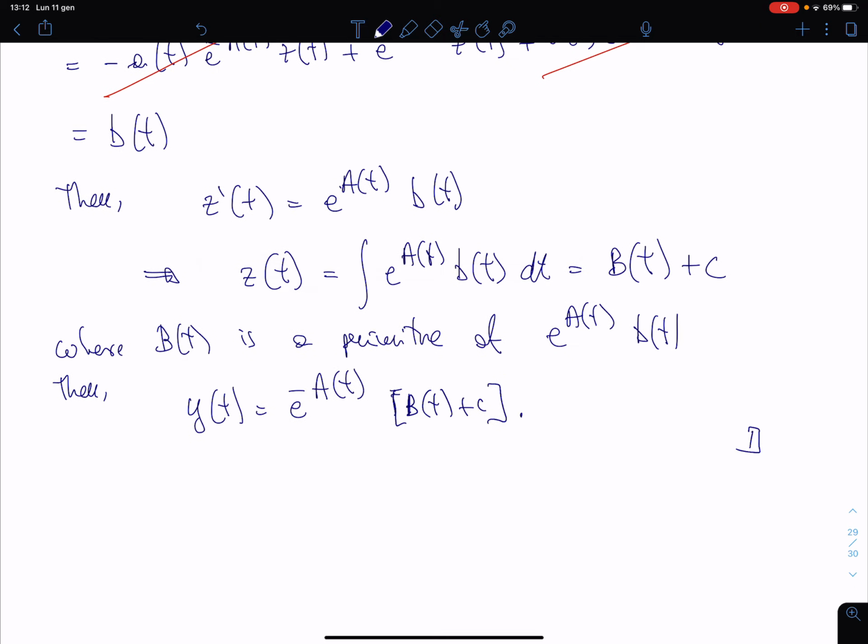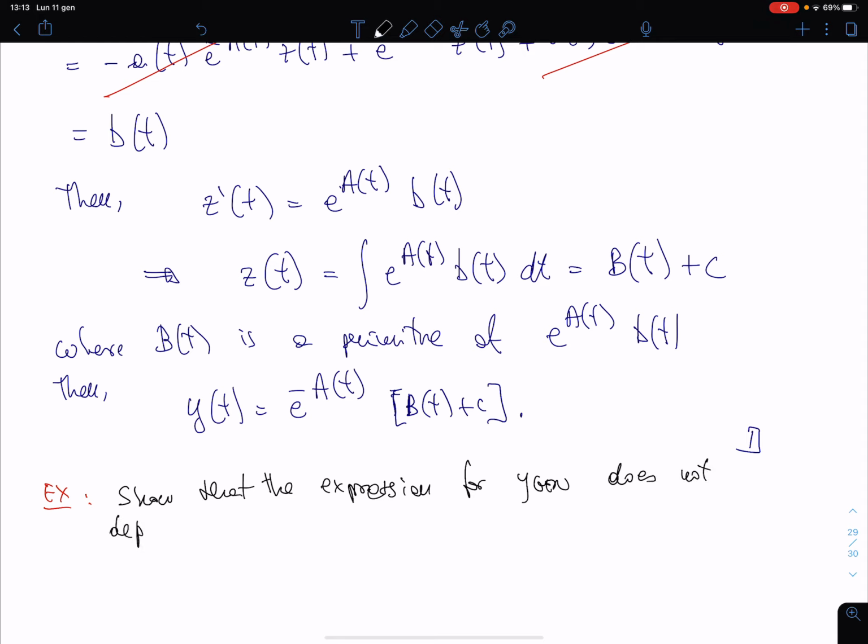So, as an exercise for you, show that the expression for y gen does not depend on the choices of A and B. There is some arbitrariness, but the general formula does not depend on it.